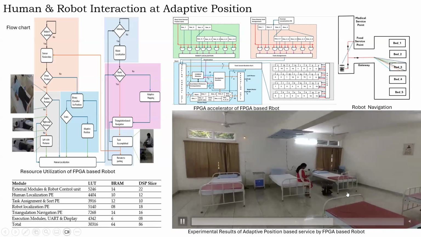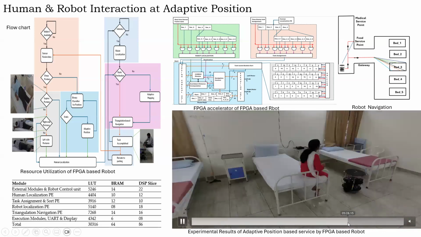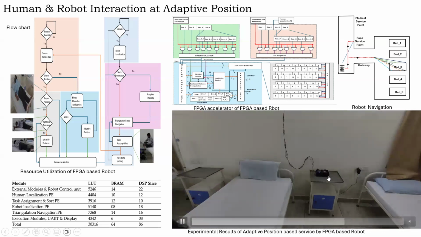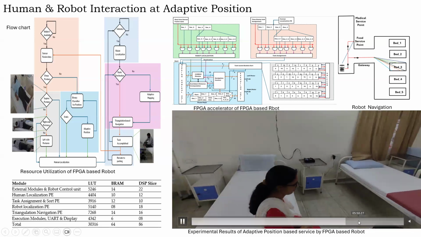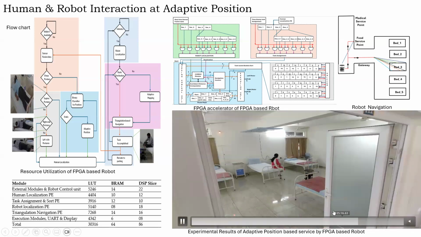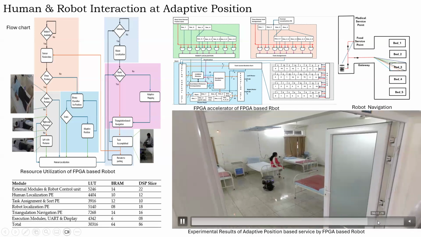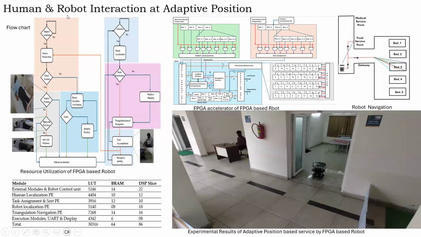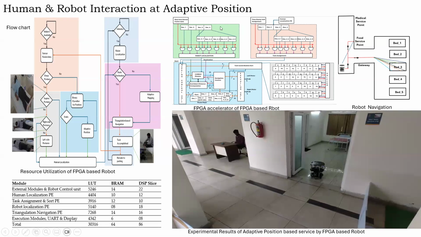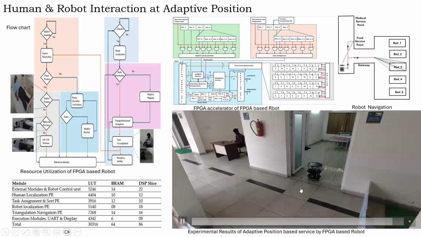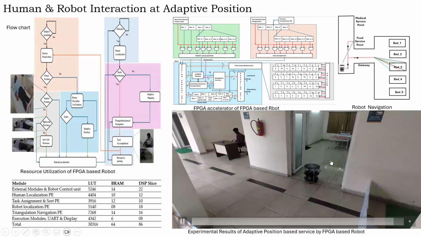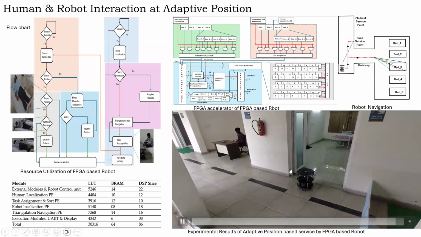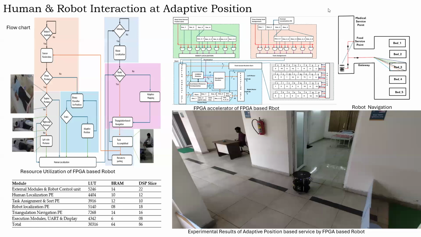Once again we are presenting the human and the FPGA board which we have, so from there we are moving, and now the robot is traversing back towards its origin. So this is regarding when the human's adaptive position is changing, the robot localizes, calculates and provides the exact delivery point. So this is about this research. Thank you.